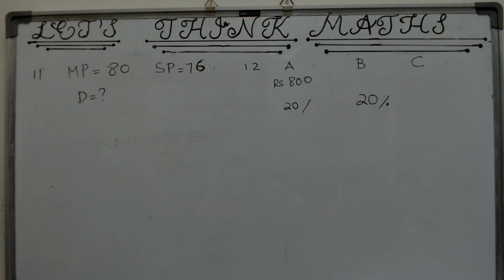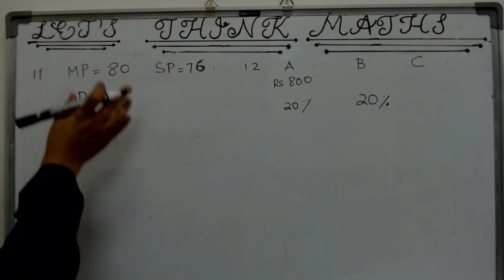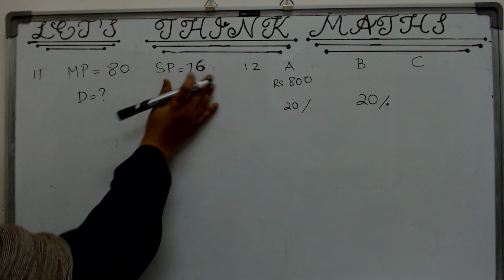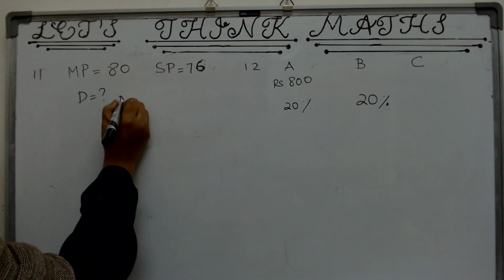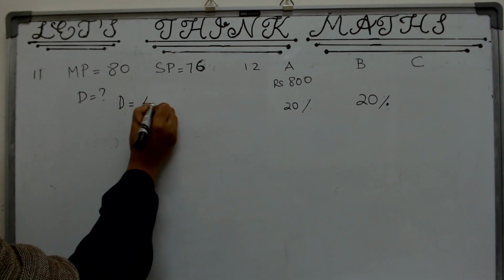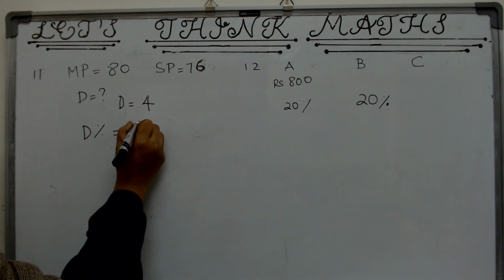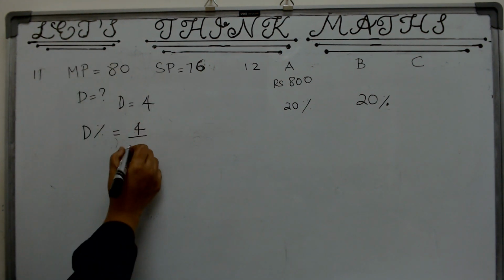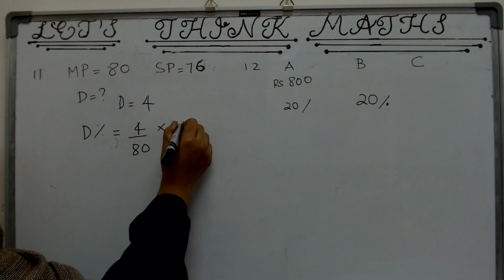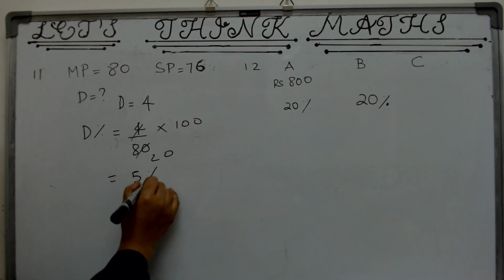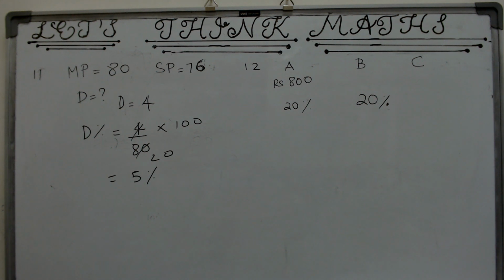Brings us to the 11th question. There was a commodity, it was marked 80, but it was sold for 76. So what is the discount percentage? What is the discount? It is 4 rupees. What is the discount percentage? It is discount by the original value into 100. That means it is 5%. It is sold at a discount of 5%.